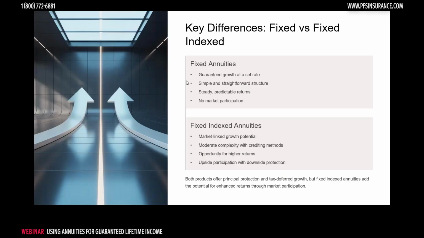Key differences when we're comparing the fixed and the fixed indexed annuities. For the fixed multi-year guaranteed annuities, which generally we provide, you have that guaranteed growth rate that's set. They know exactly what they're going to get interest-wise. Easy, straightforward structure, steady, predictable returns, no market participation. With the fixed indexed annuity, you get everything that you get with the fixed annuity, but you have a little bit of market-linked growth. So you have a little bit higher upside, but still have that downside protection.